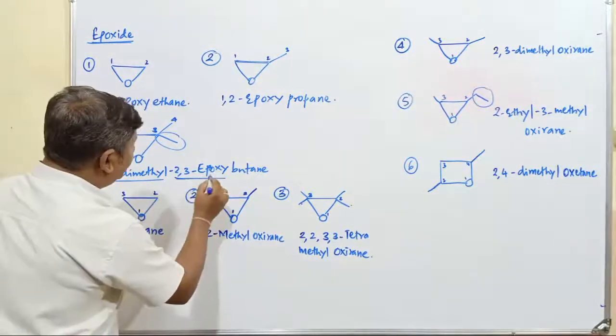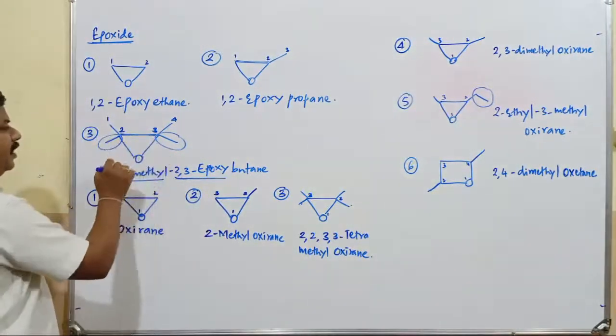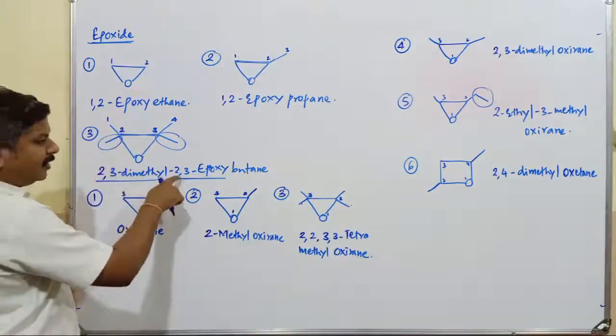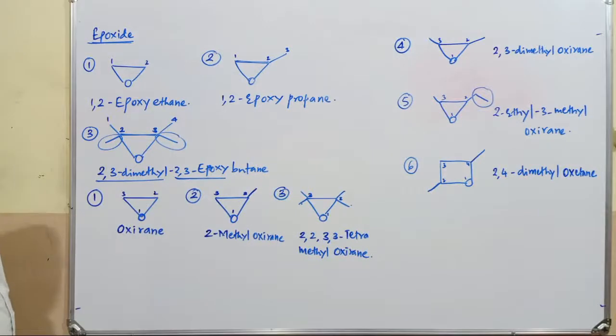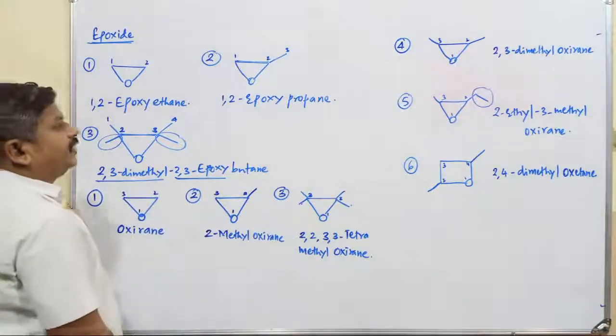2,3 epoxy. This is going to be epoxide structure which is between second and third carbon atom. And butane is for the carbon chain containing 4 carbon atom. It is commonly called as butane compound. So this is the epoxide method of nomenclature of this compound.